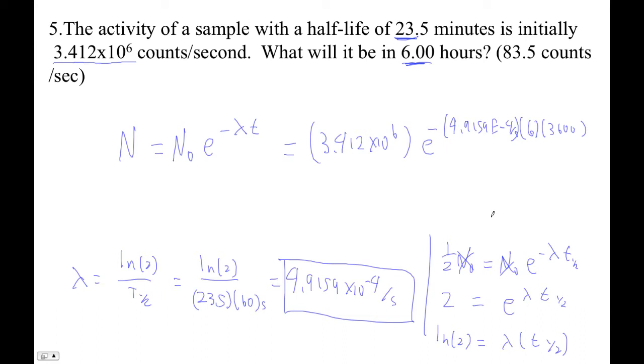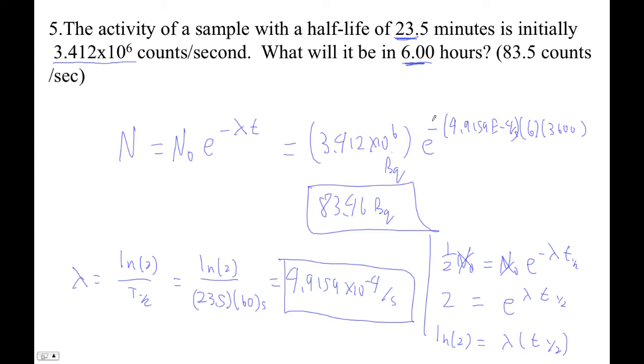Now, if your calculator does not do the exponent like this fancy TI-84 I'm using, you better put this whole thing, e to the whatever, all in parentheses. All right, I'm getting 83.46. This is counts per second, or becquerels. And so 83.46 becquerels is all that's left after 6 hours. 6 hours is a lot of half-lives. All right, good enough.